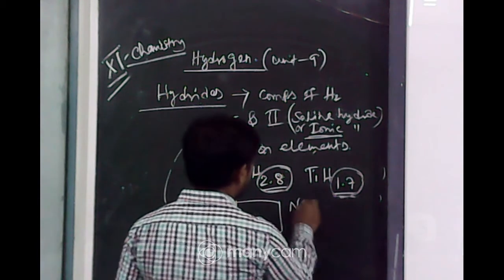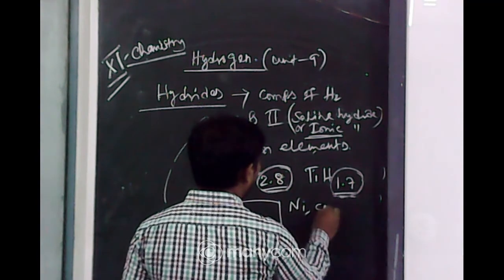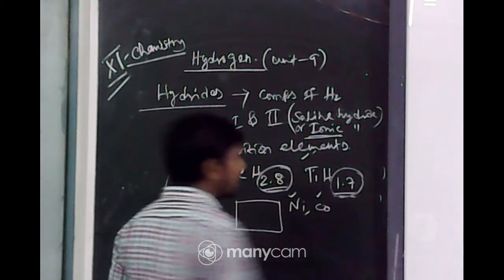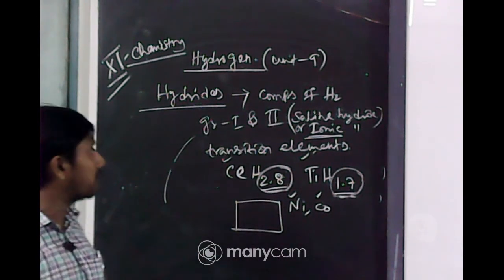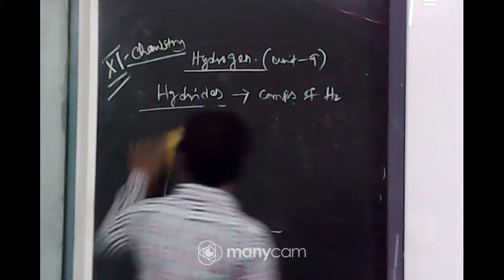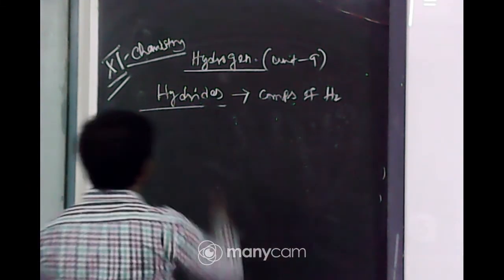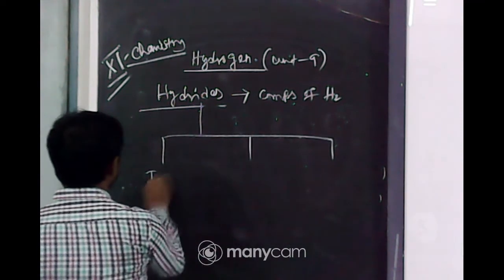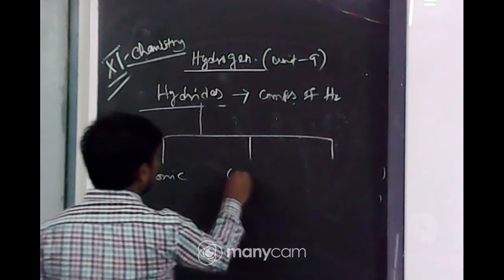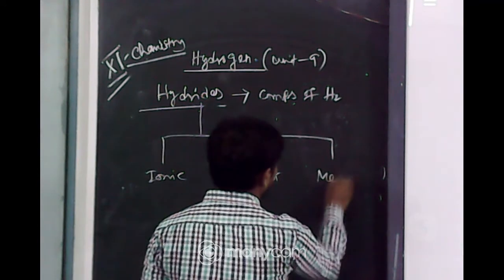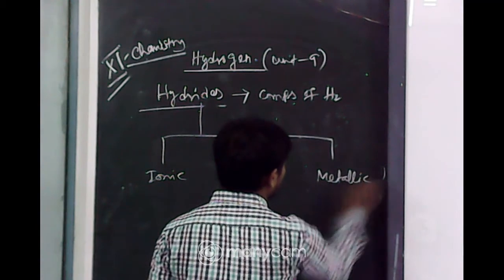Nickel, cobalt, these along with cesium and titanium form interstitial hydrides. So, hydrides are mainly classified into three parts: one is ionic, covalent and the metallic or interstitial.